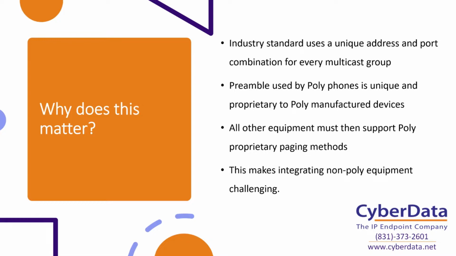So why does all of this matter? Well, the industry standard is to use a unique address and port combination for every multicast group, and that can make mixing Poly phones and other equipment kind of complicated, because they're all going to do something a little differently. Say you've got phones in the Poly ecosystem and Yealink phones from another building that you acquire. You buy a business, they already have Yealink there, and you move everybody into the same big office. You've got that problem where Poly phones can't page to Yealink and Yealink can't page to Poly.